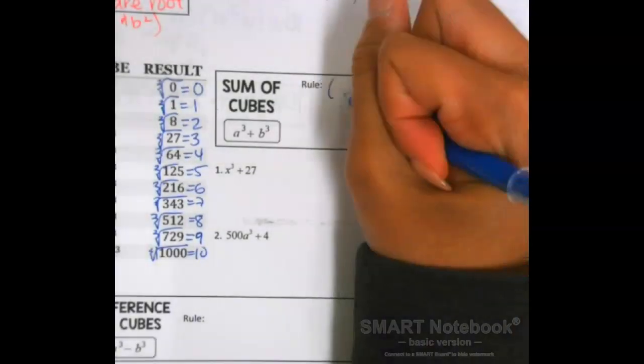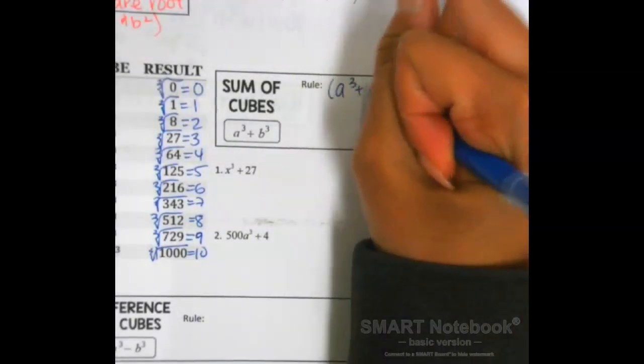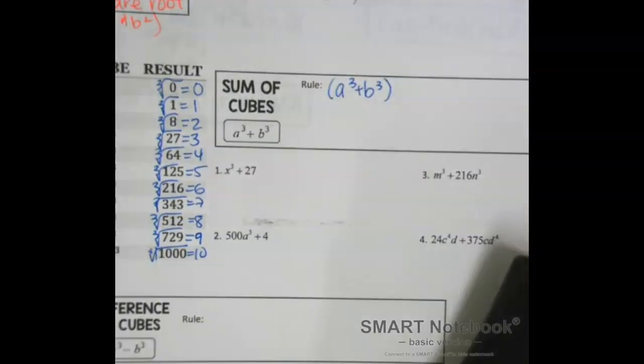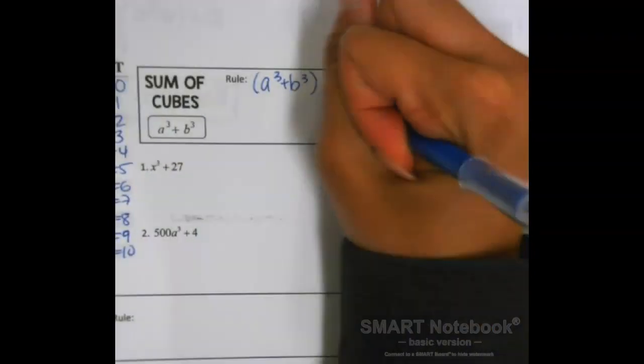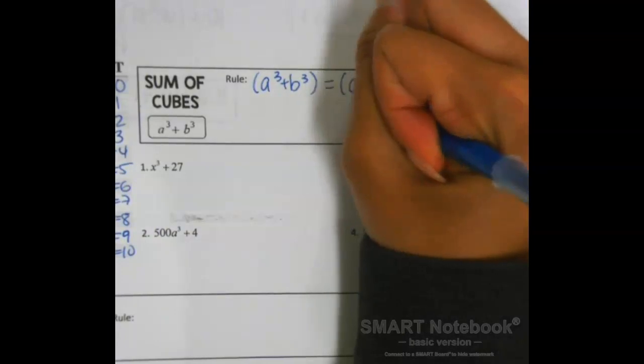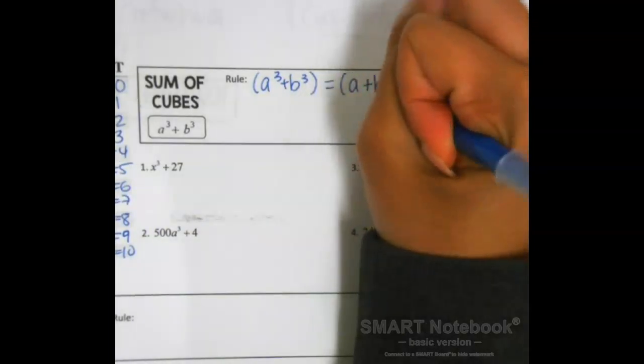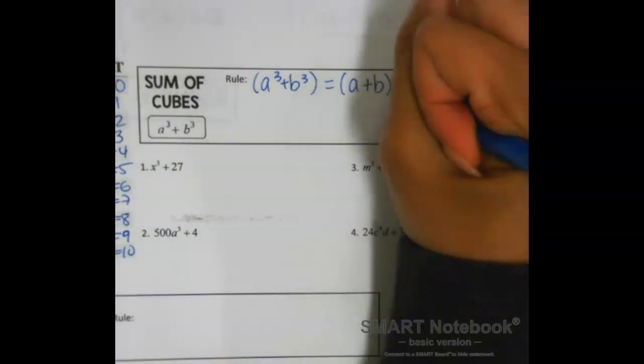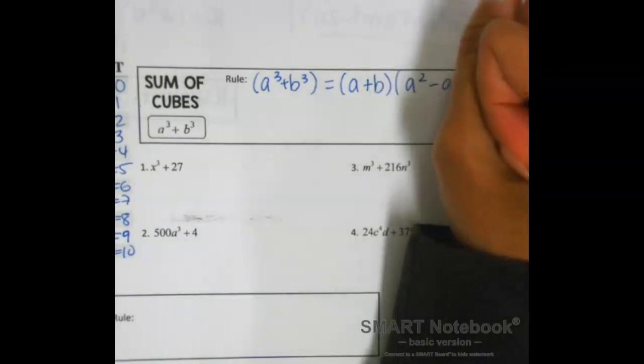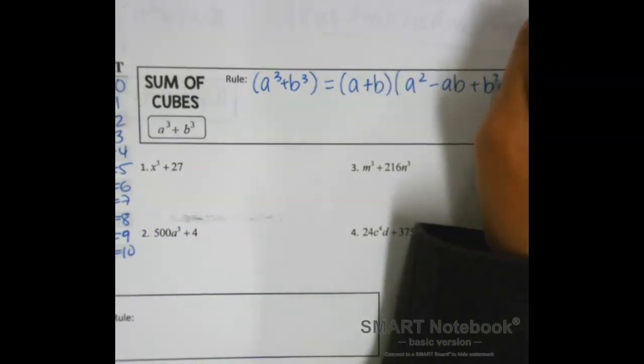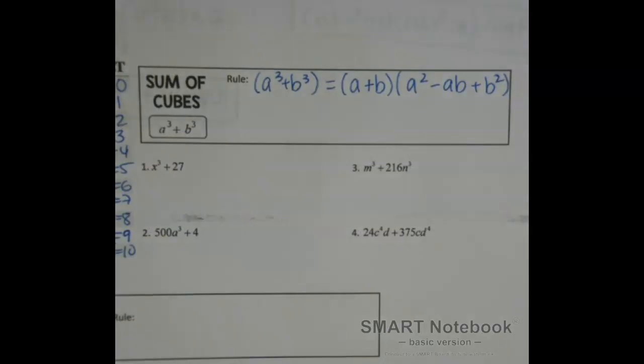So here's the rule. When you have a cubed plus b cubed, this is a sum of cubes, your factored form is going to look like this. A plus b times a squared minus ab plus b squared. Take a second and look at it, write it down.